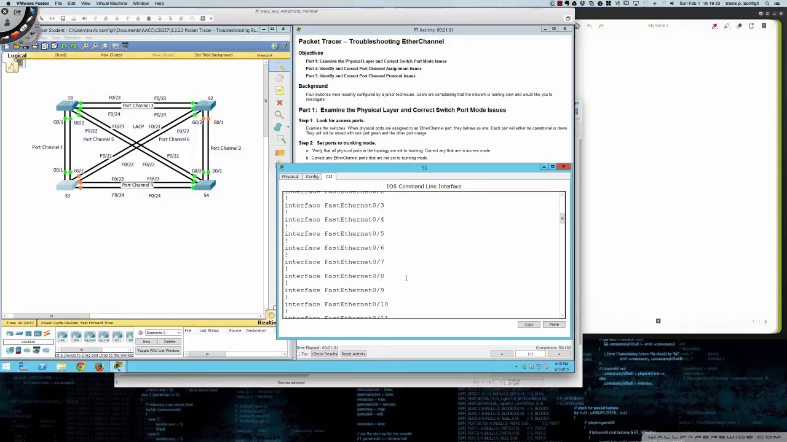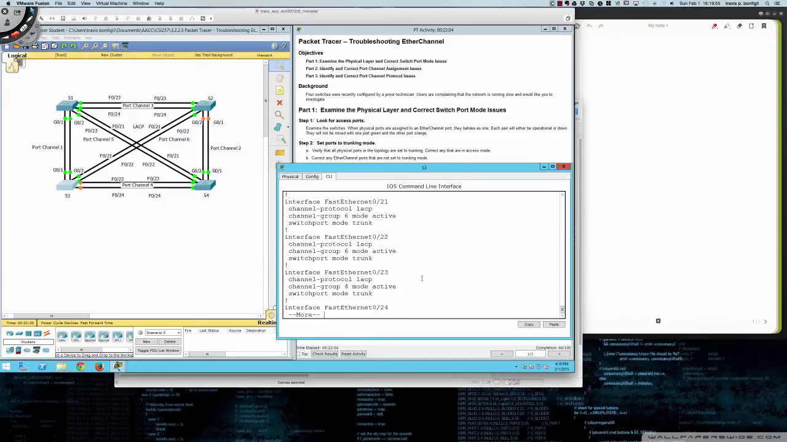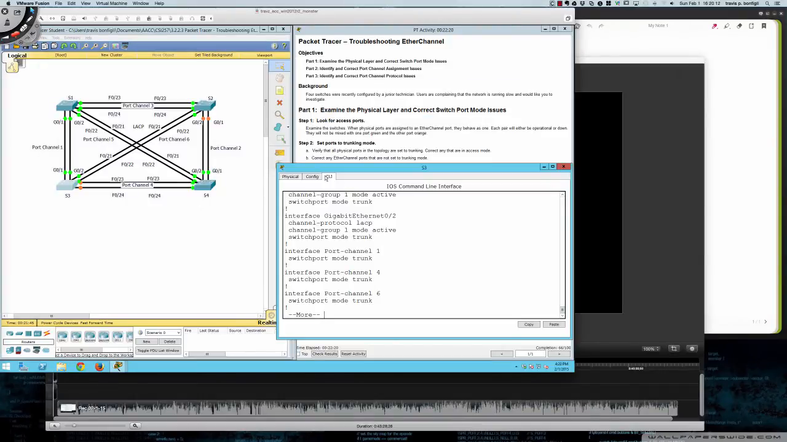And then last but not least, we've got our gig links, which run up to switch 1, and those should already be set. Let's take a peek here. So 21 and 22 are channel group 6, LACP mode active. 23 and 24, which go over to switch 4, those are LACP and channel group 4 mode active. And then we have channel group 1. The mode is active for gig 0/1 and gig 0/2. We've got channel groups 1, 4, and 6.